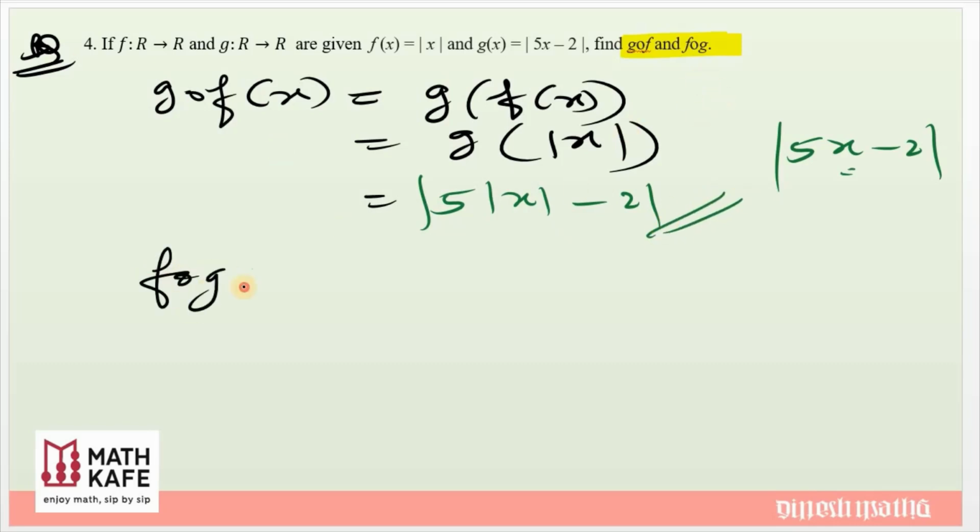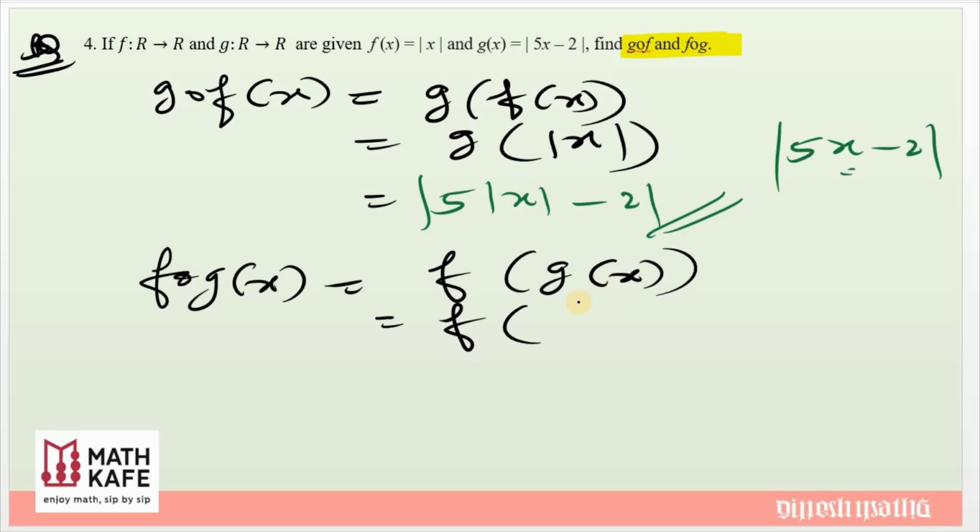f of g of x. This is f of g of x. This is f of, what is g of x? Modulus of 5x minus 2. Again, you can compare with the working column, this is the best way to check whether you are going correct or not. That's why I'm writing this working column here. So now we are looking for f of x. What is f of x? Modulus of x.